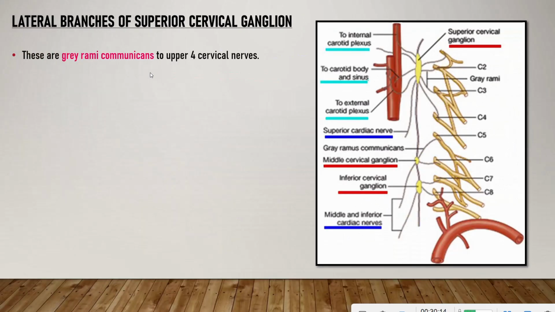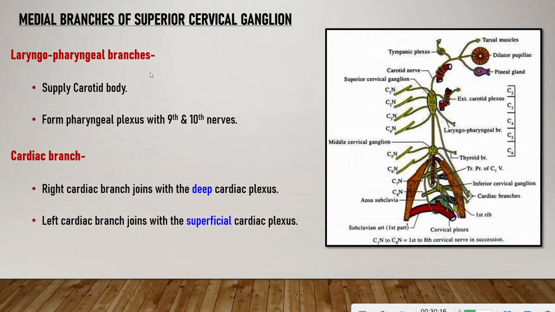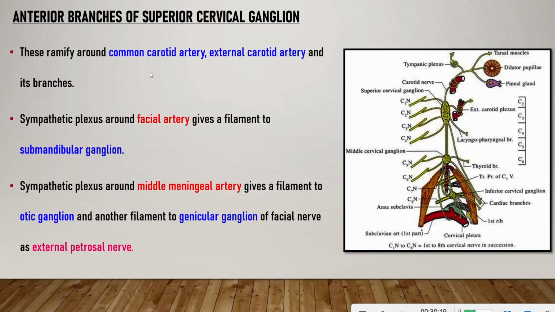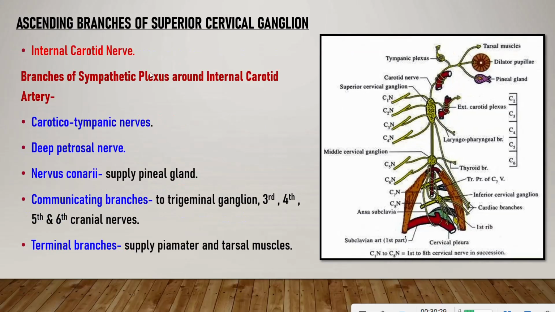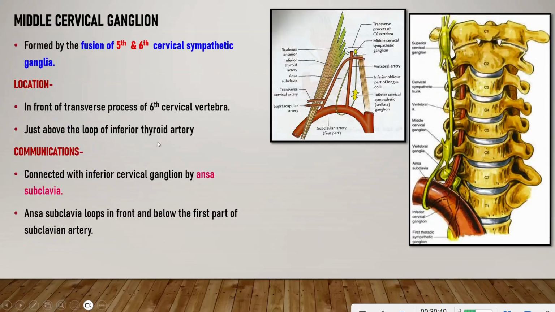You can see here lateral branches, there are medial branches, there are anterior branches, and remember anterior branches are the ones which are winding around the arteries which are going into the particular parasympathetic ganglion, and these are the ascending branches which are winding around the internal carotid artery and going into the cranial cavity, or will be giving some branches in the carotid canal.